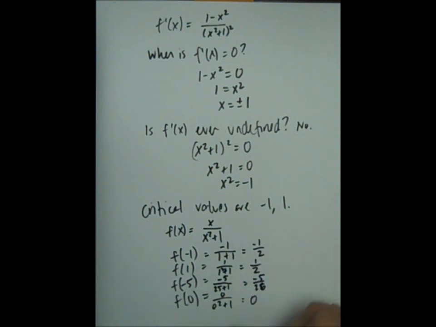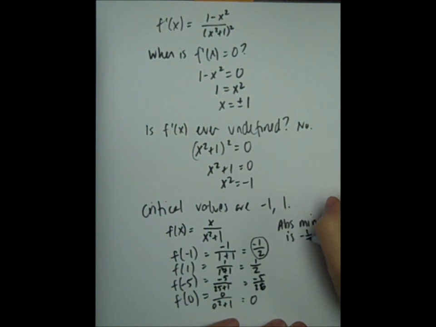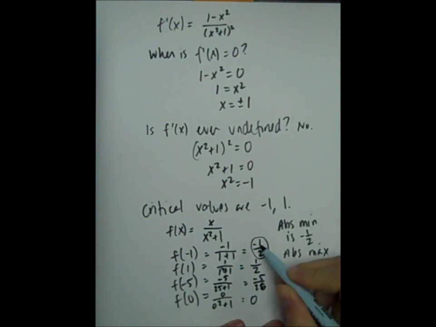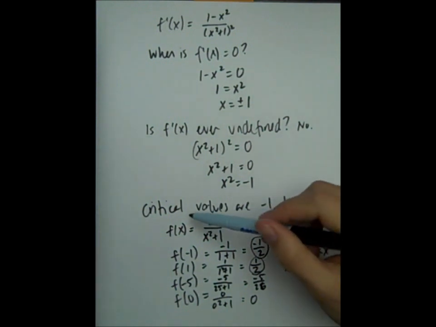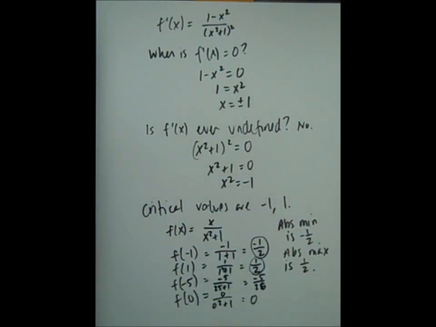Of these values that I just got, which is the smallest? The smallest would be negative 1/2. So the absolute min is negative 1/2. Again, we don't put the x value, we only put the y value. Of these four values that we got, what's the largest? That would be 1/2. So the absolute max is 1/2. So again, to find the absolute minimum and absolute maximum, find your critical values, plug in your critical values and your endpoints, and read off the smallest and largest.